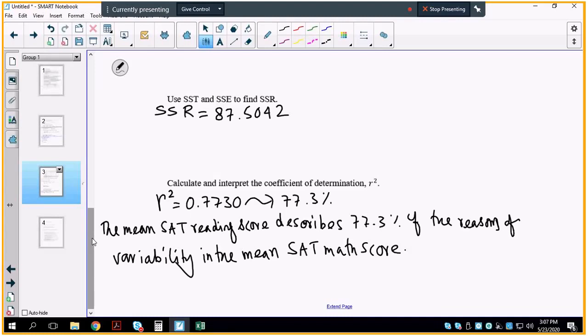So are these two things not correlated? They're very much correlated. If you're good in reading, then you're good in math. As good as you are in reading, as good as you will be in math. So they are positively correlated. So let's see what else we can talk about.